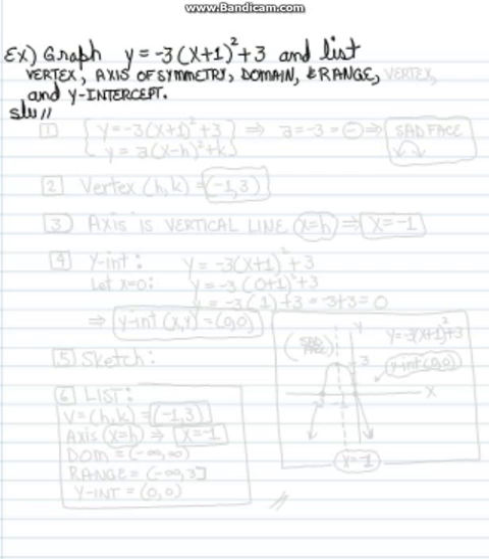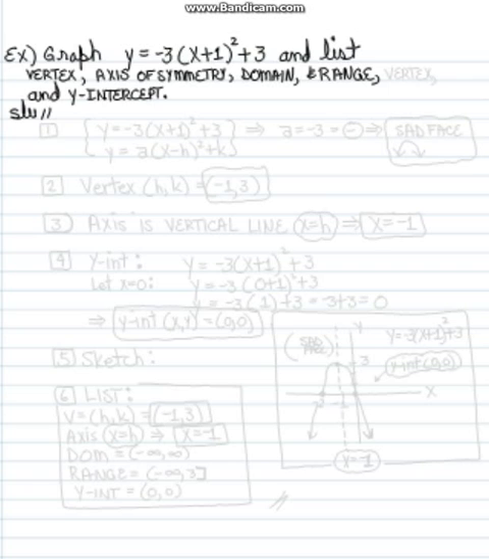Here we're going to graph the quadratic function, y equals a second degree function in x: y equals -3(x + 1)² + 3. We're going to graph that, and we're going to carefully list the vertex, the axis of symmetry, the domain, the range, and the y-intercept.